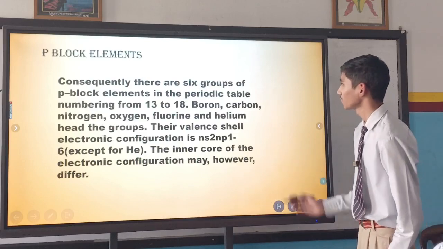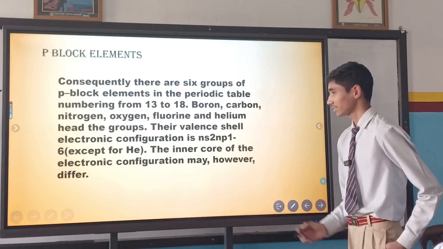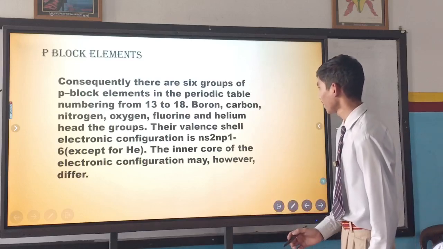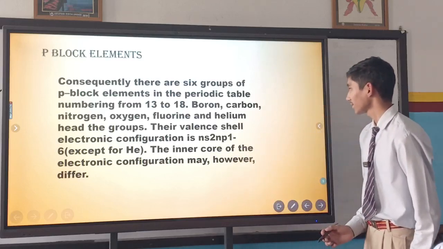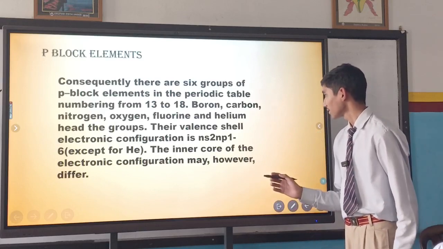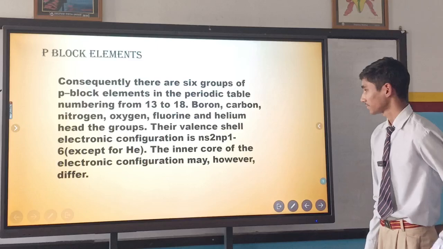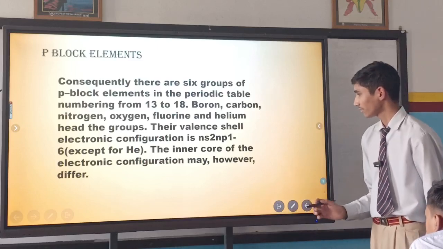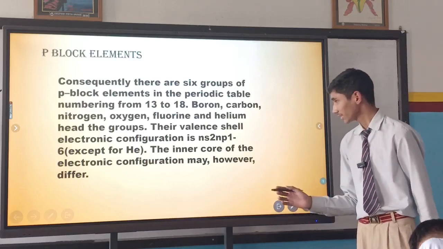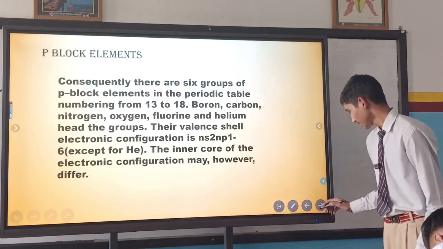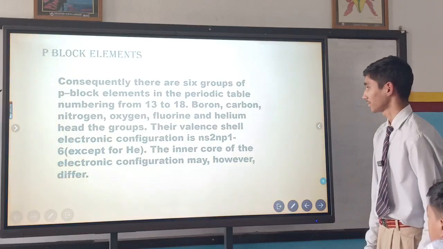So there are 6 groups in the P block elements which range from 13 to 18, and boron, nitrogen, etc. are heads of the groups. And the inner core of electronic configuration may differ. So they might not be the same, they differ from element to element.